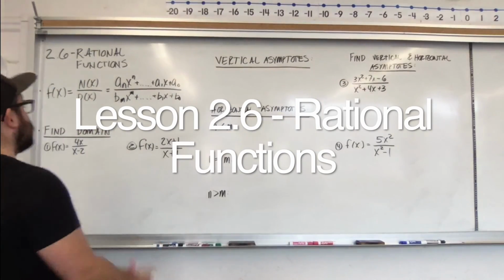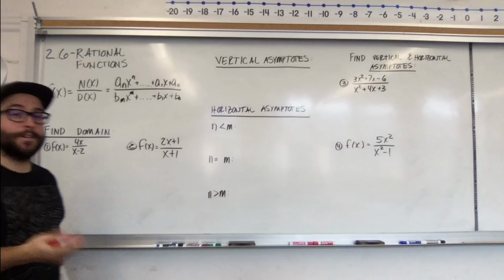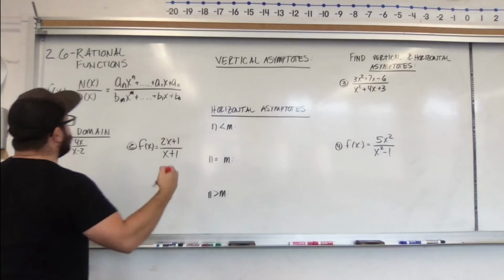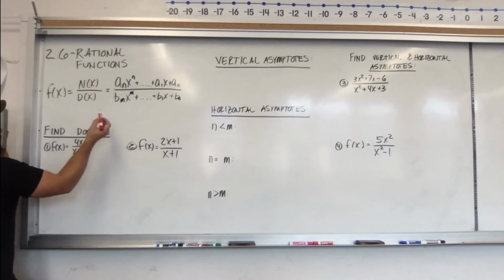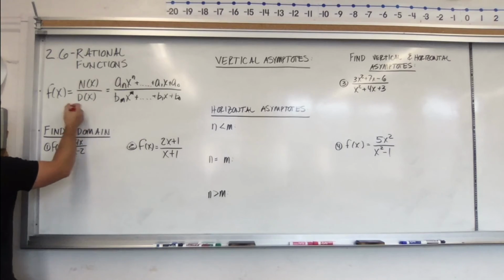Today we're going to be focusing on section 2.6, which is on that of rational functions. And rational functions is really just looking at a ratio of two separate polynomials. So at the top of your page you have a little definition of it where it's n of x, numerator in terms of x, over d of x, denominator in terms of x.